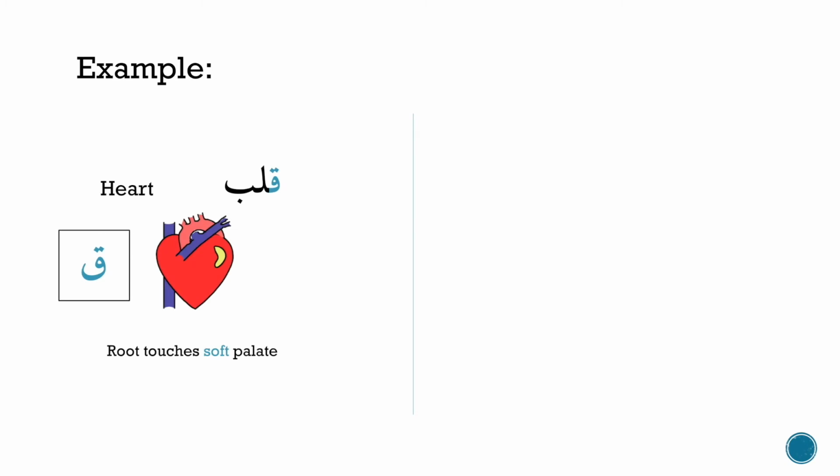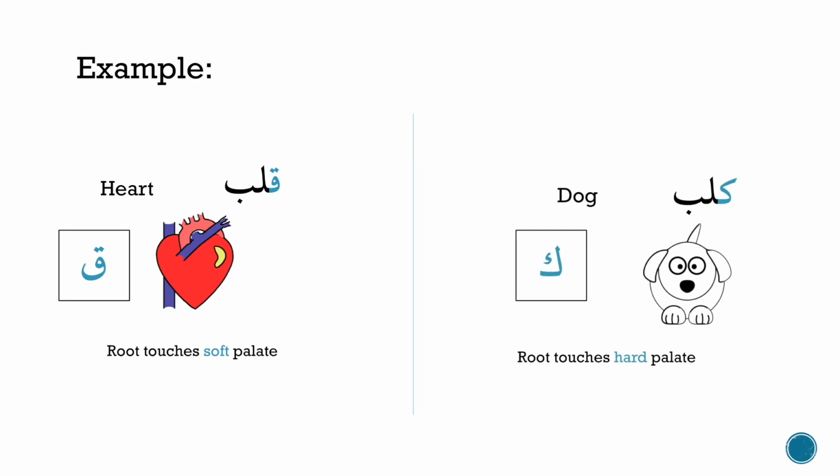Let's look at an example for these 2 letters. For the letter qaf, the word qalb, heart, is when the root touches the soft palate. For the letter kaf, kalb, dog, where the root touches the hard palate, completely changing the meaning.